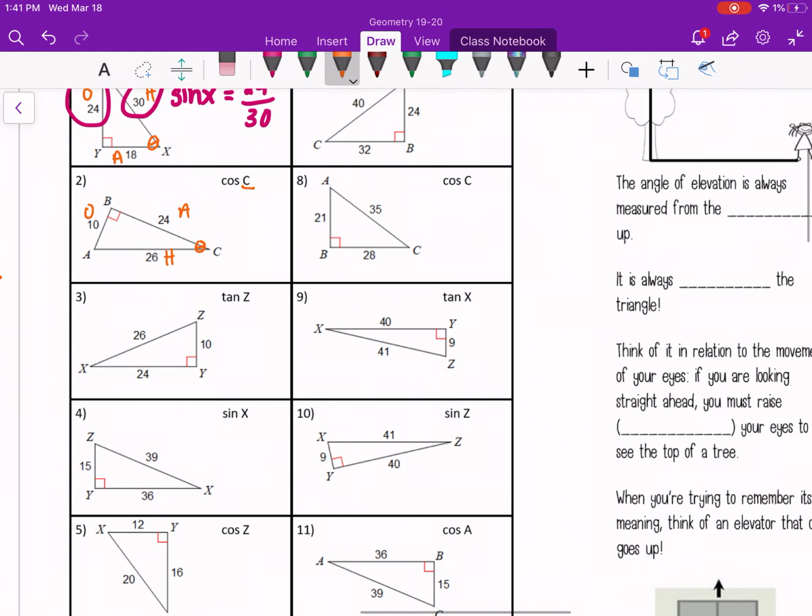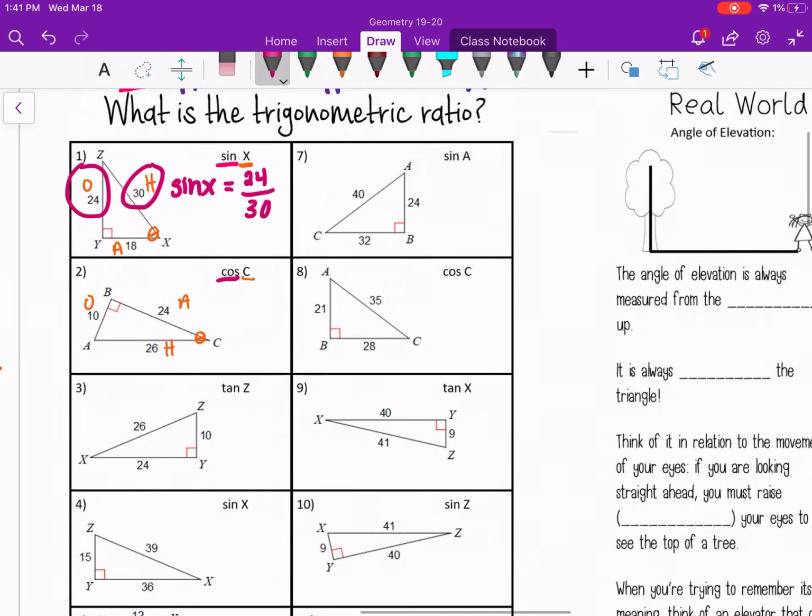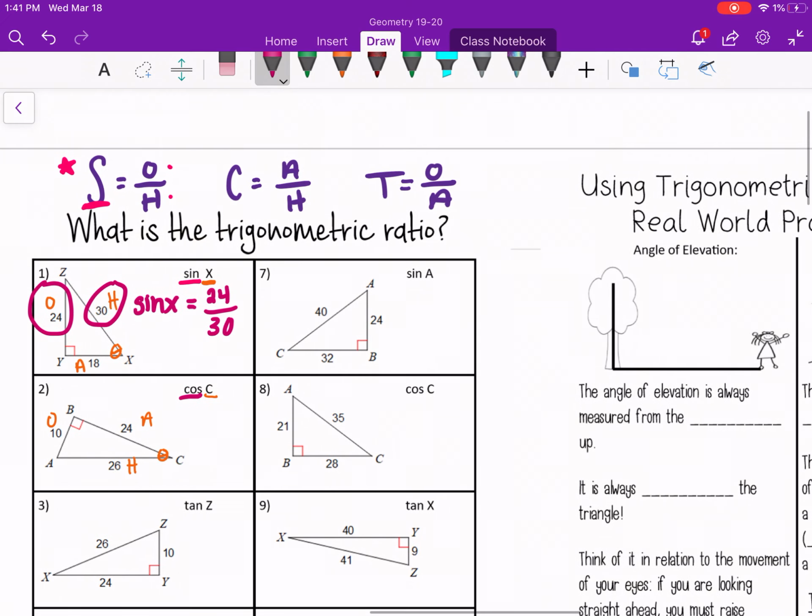So once you find H and O, it's really easy to figure out which one needs to be A. So now I go back. It says that it wants me to find cosine of this angle. So I'm going to look up to my SOHCAHTOA, and I'm going to find the C for cosine, which tells me that I need the length of the adjacent over the length of the hypotenuse.